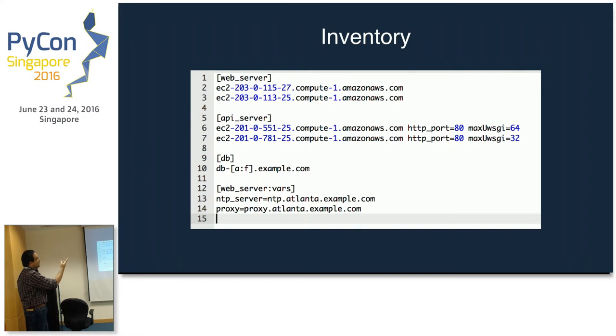So for example, the max uWSGI number, I can then use this number to write out my uWSGI configuration and say how many uWSGI processes I want to run in my API server. There's also a different way to define variables. The last one, which is web server vars, is where you basically define the common variables for the whole group, as an example in the first one.